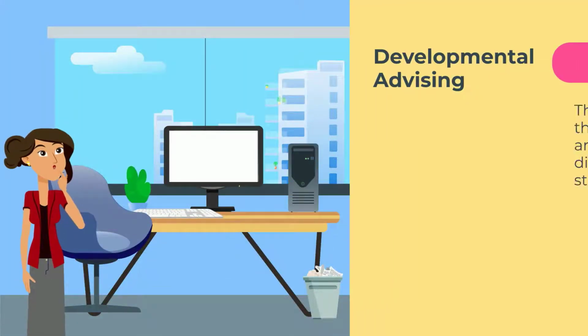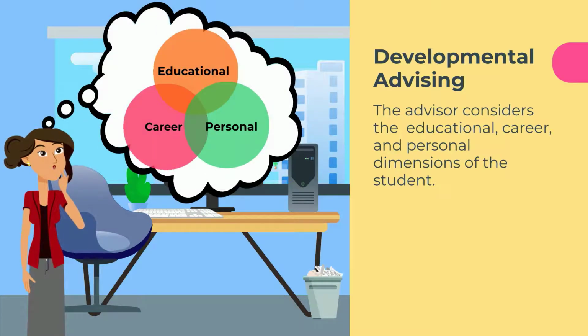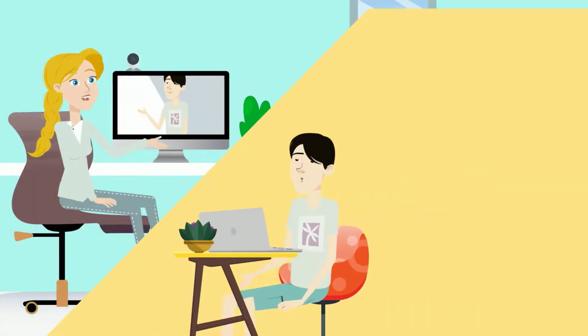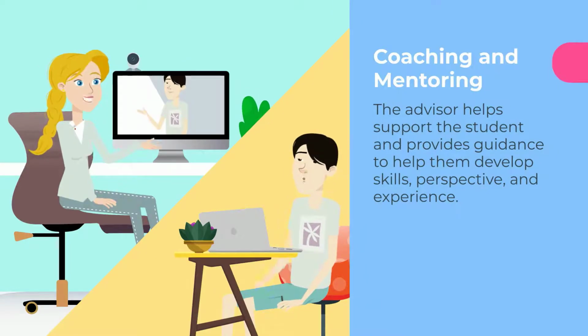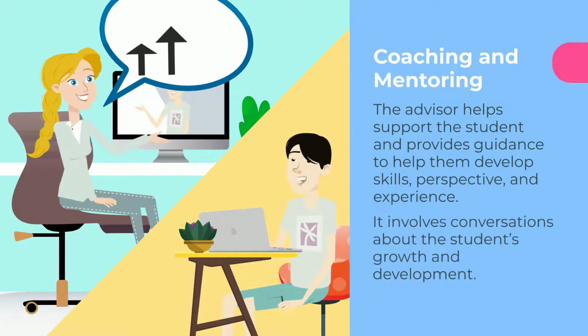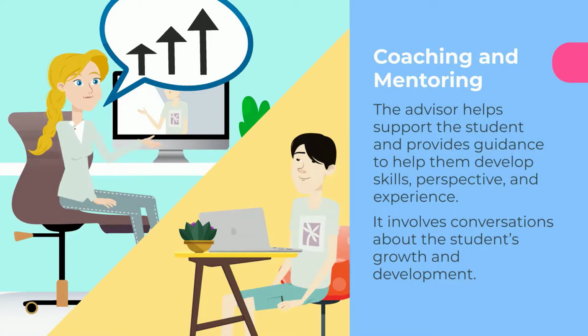In developmental advising, the advisor considers the interrelated educational, career, and personal dimensions of the student to help them determine their goals and the path to achieving them, as well as the obstacles and resources that affect their ability to achieve these goals. The advisor stays in regular contact with the student to create trust. In coaching and mentoring, the advisor helps support the student and provides guidance to help them develop skills, perspective, and experience. It involves conversations about the student's growth and development.